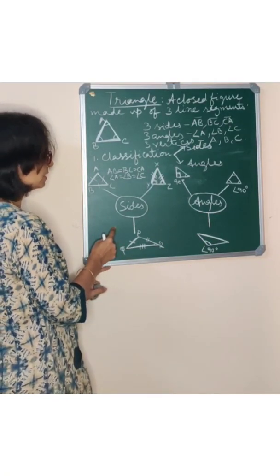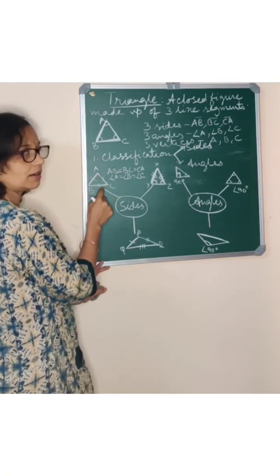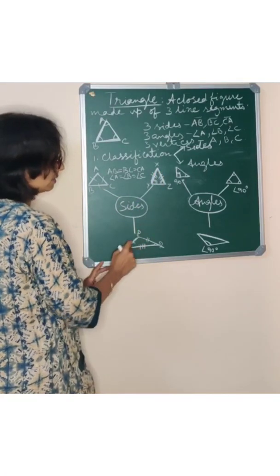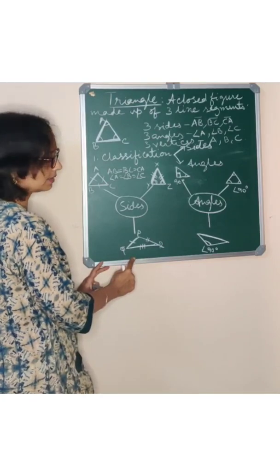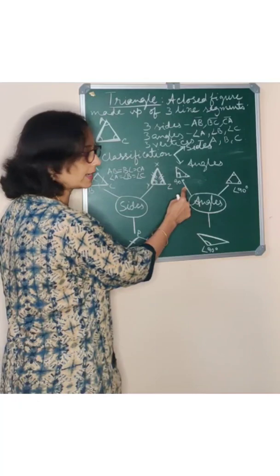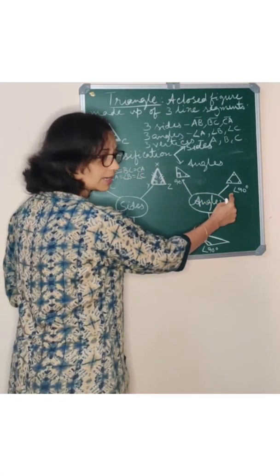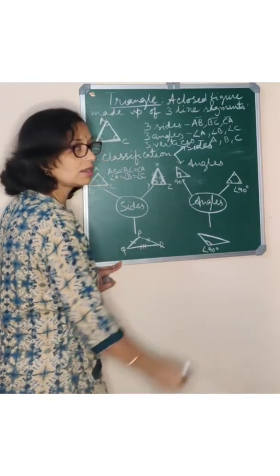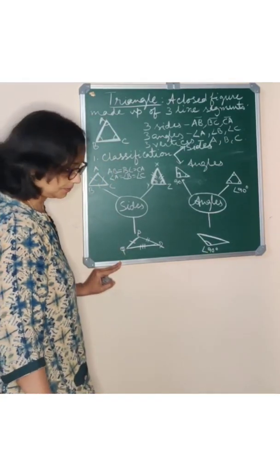Now based on the sides, the first type is your equilateral triangle. Next type is your isosceles triangle. And the third type is your scalene triangle. And based on the angles, your first type is your right angle triangle. Your second type is your acute angle triangle. And your third type is your obtuse angle triangle.